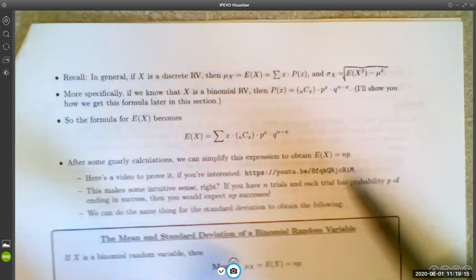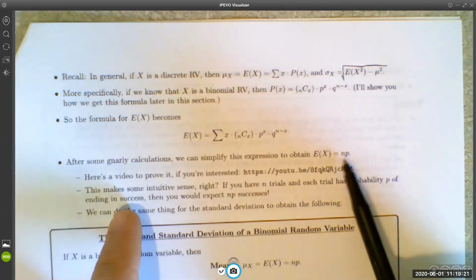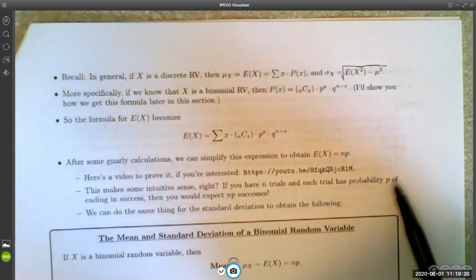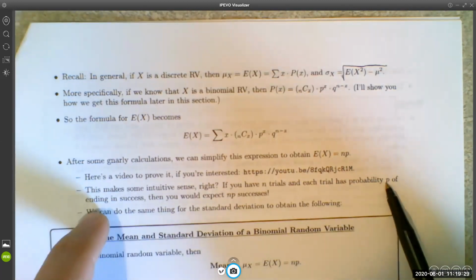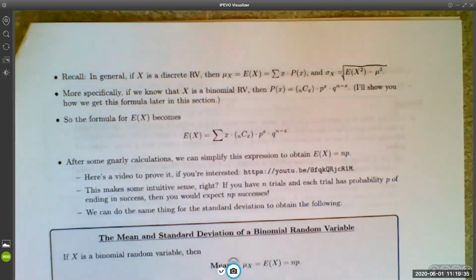But anyway, for the rest of you who maybe don't care quite as much, let me just say that this should make some intuitive sense as well, okay? Because if you have n trials and each trial has probability p of ending in success, then you would expect n times p successes, right? In other words, if you know that 35% of people own a red car, and you go out and you sample 100 people, then you would expect 100 times 0.35, in other words, 35 of them to own a red car, right? It just makes intuitive sense.